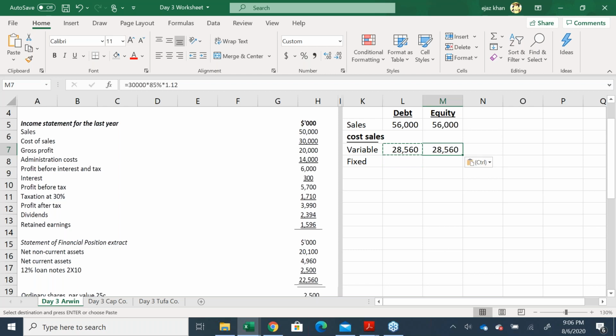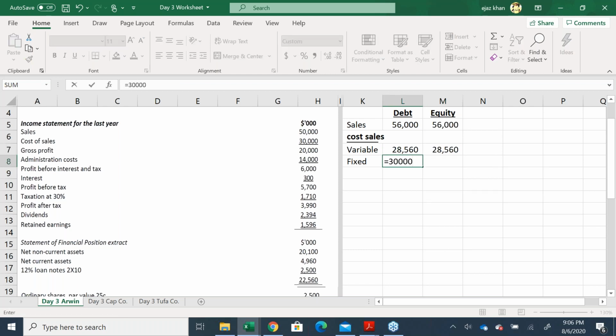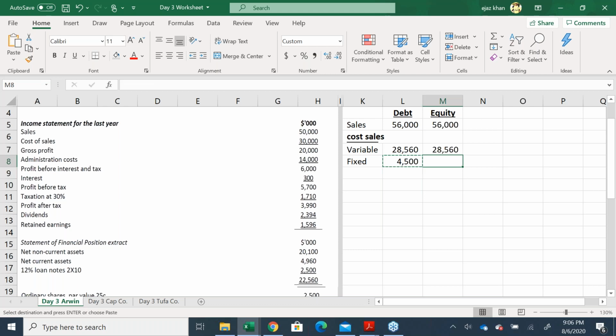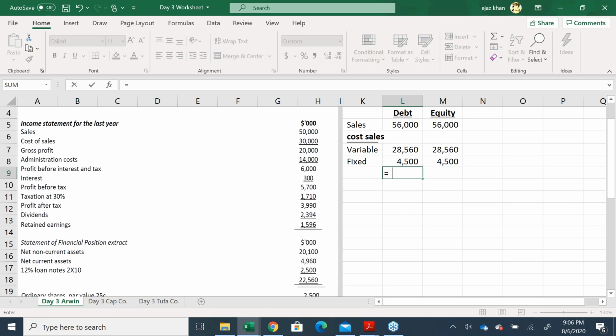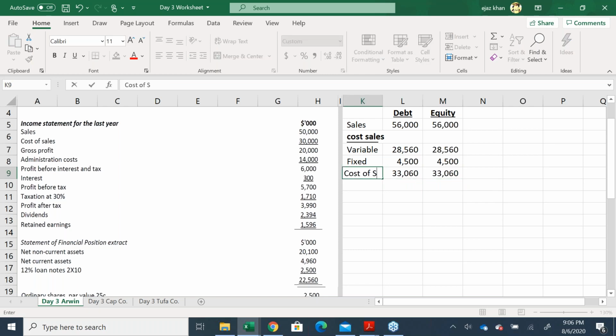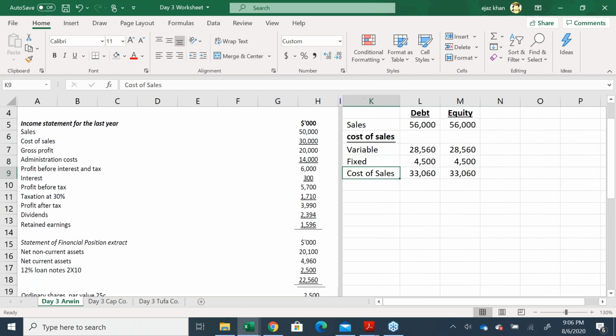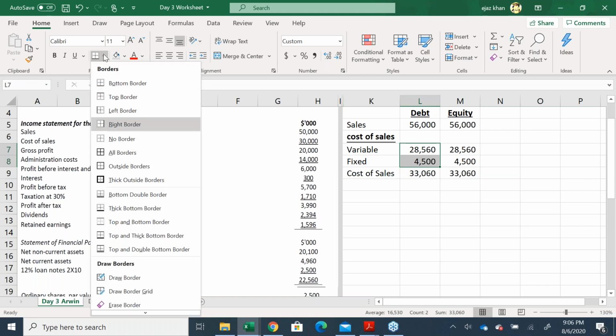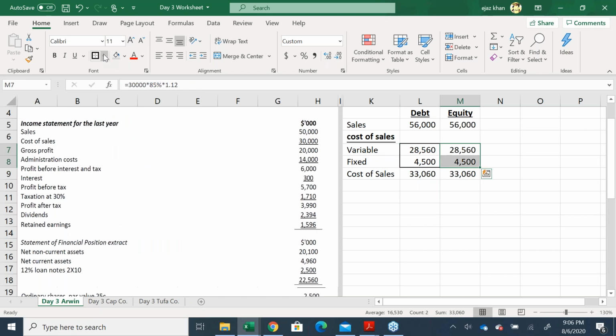So, and it should be the same for both years. Now let's take the fixed cost part, 30,000 into 15%. And it is not going to increase. So we'll just let it be 4,500 and 4,500. Right? So the total cost of goods sold, so cost of sales, will now be... okay, the cost of sales figure.